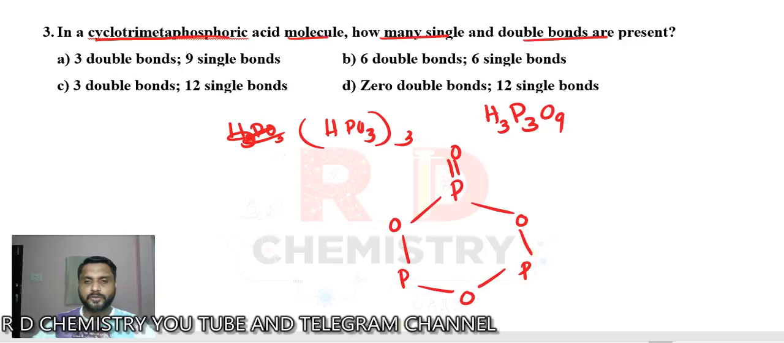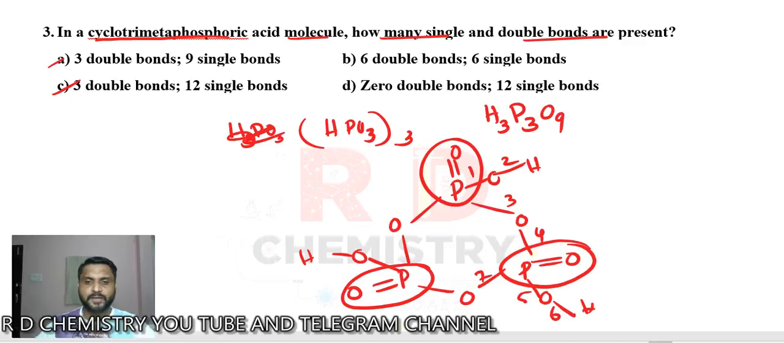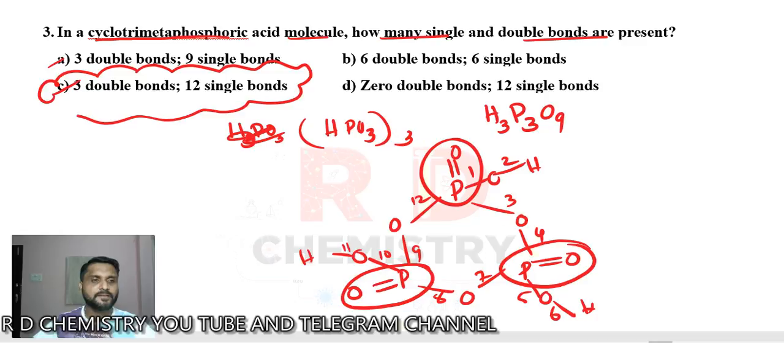It is an oxo acid, so we have P double bond O, then an OH group, then another OH group on the phosphorus atom. If we count the number of sigma and pi bonds, how many double bonds are there? Double bonds are 3 in number, right? Either A or C should be the answer. Count the number of single bonds. How many single bonds are there? We count 1, 2, 3, 4, 5, 6, 7, 8, 9, 10, 11, and 12 here. So the answer would be option C, the third one. Clear?